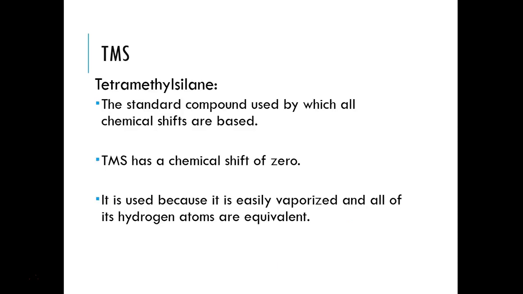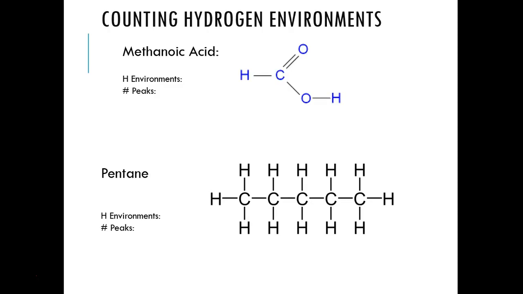Now, TMS is tetramethylsilane, looks like that. And this is the standard compound, and we base all chemical shifts off this. So this is set as a chemical shift of 0. And we use this because it's easily vaporized, and all of the hydrogen atoms are equivalent to each other. They're all in the exact same environment, so it gives us a nice strong peak. And also, since they're attached to silicon, they're not going to overlap with other things that we're looking at.